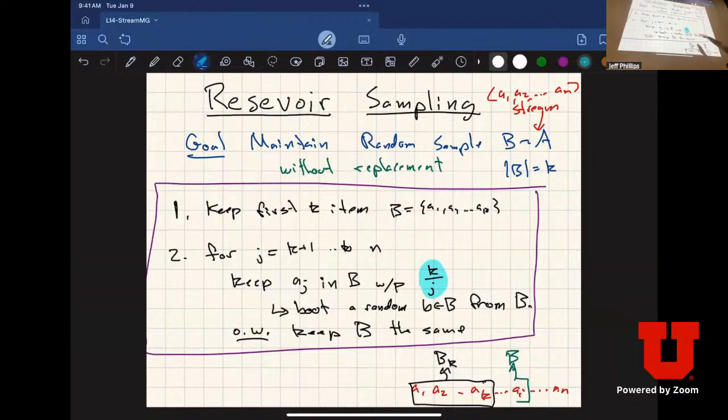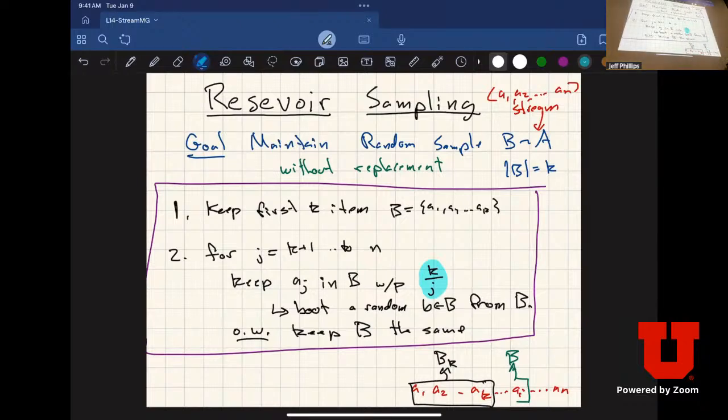This probability is the key thing, right? So k stays the same. k is a fixed value, right? And j is increasing, right? So as I see more and more things, the probability I keep something is decreasing every time. So this gets smaller and smaller. So most of the time, I'm not going to throw anything out. I'm going to keep it the same.